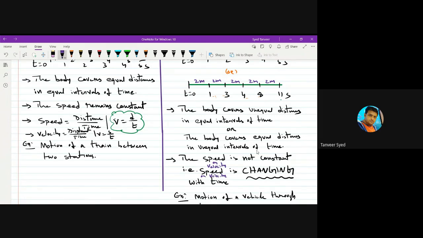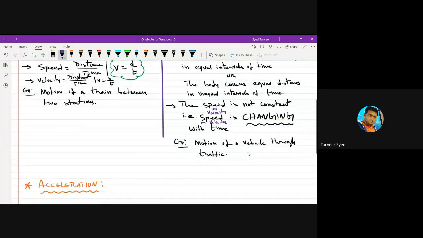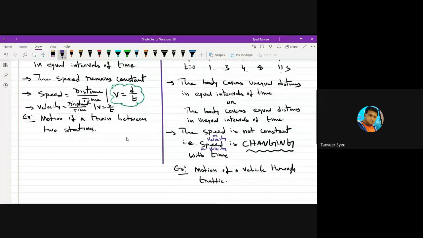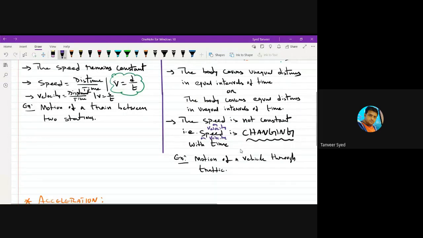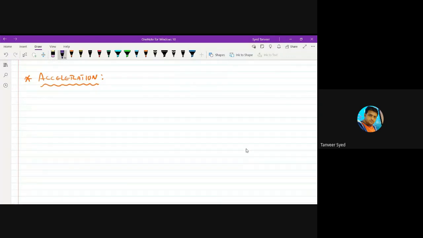In non-uniform motion, speed will be changing. As a result, velocity will also be changing. So if velocity continuously changes, you cannot apply velocity equals displacement by time. Then what to do? To understand what to do, you should first of all know what this acceleration is. Acceleration, everyone might have heard this term, you might have used this, you might have seen this.